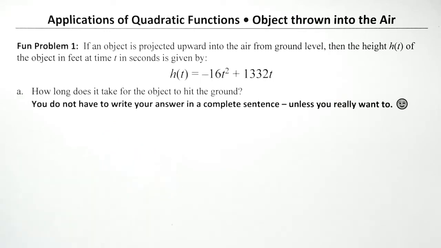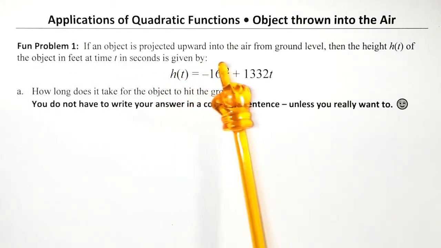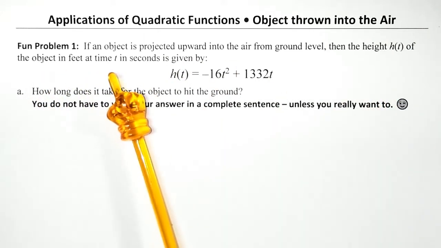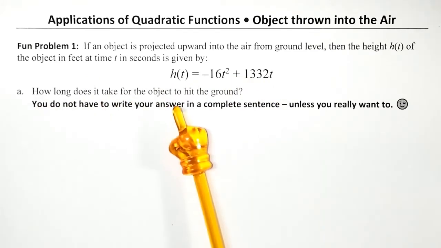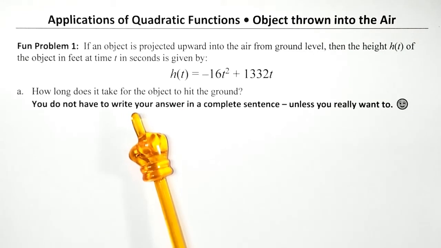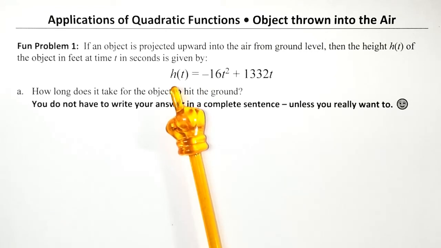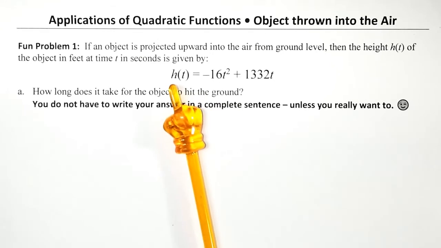So the problem reads, if an object is projected upward into the air from ground level, then the height h of t of the object in feet at time t in seconds is given by this. Okay, so we have a fun little question, but before I read it, I need to have a clear idea of what t and what function h represents. I don't have to define anything, but something about me writing it helps to delineate. Okay, t represents this, h represents that. Let's go ahead and do this.